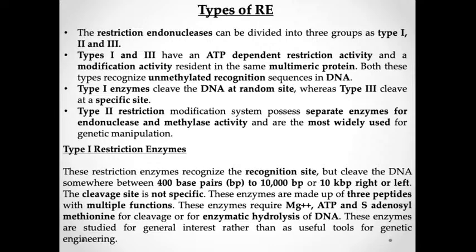Let's say in the type 1 restriction enzymes, these enzymes recognize the recognition sites, but then they cleave somewhere between 400 base pairs to 10,000 base pairs, or 10 kilo base pairs, right or left. And cleavage is not specific. The enzymes are made up of three peptides and they require magnesium, ATP, and S-adenosyl methionine for the enzymatic hydrolysis of DNA.